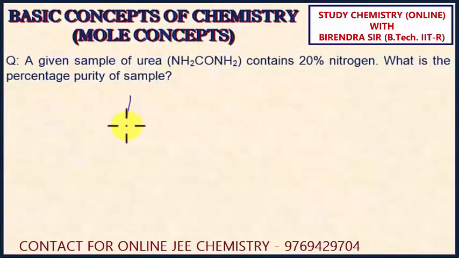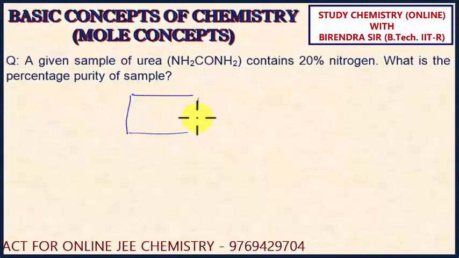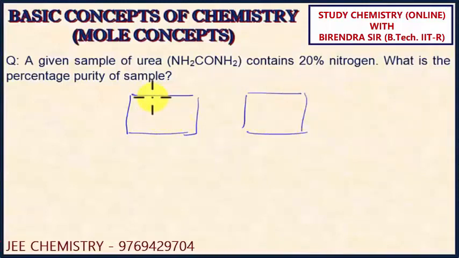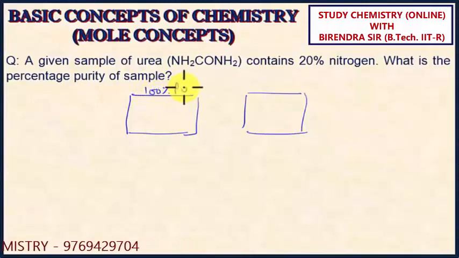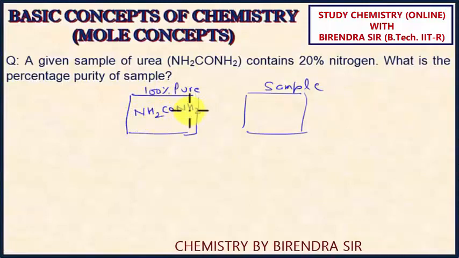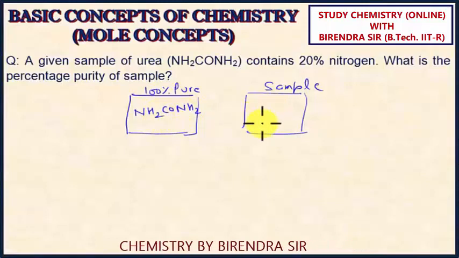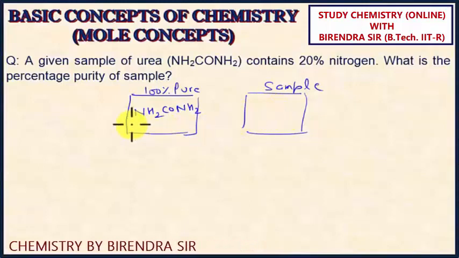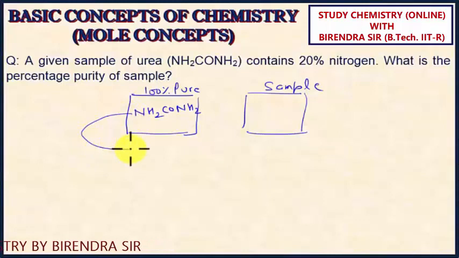So what I will do here, I will draw two containers. In one I will write 100% pure and another I will write sample. For 100% pure, I can write the molecular formula because only this urea is present in the container, while here I cannot write the formula because the urea will have some impurity. Now, to find percentage of nitrogen, first of all, what will you do? Get the molecular mass, or better I say molar mass.